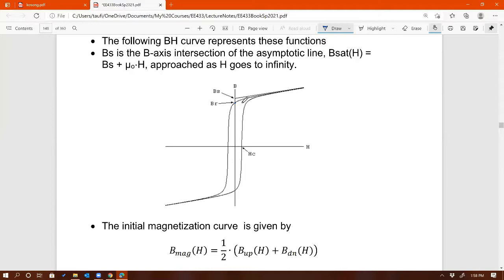Typically what we do is the opposite. You look at the data sheet and look at the BH curve given in the data sheet, and then you find those points. Then you put those points from the data sheet into that model, into those parameters: B of S, B of R, and H of C.